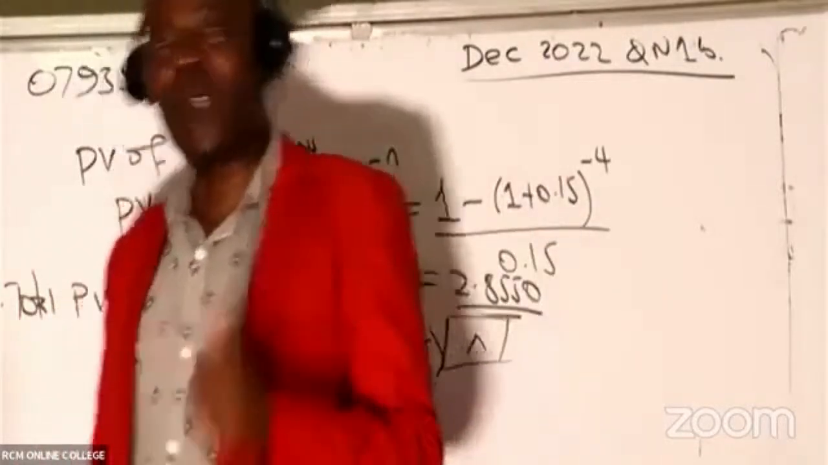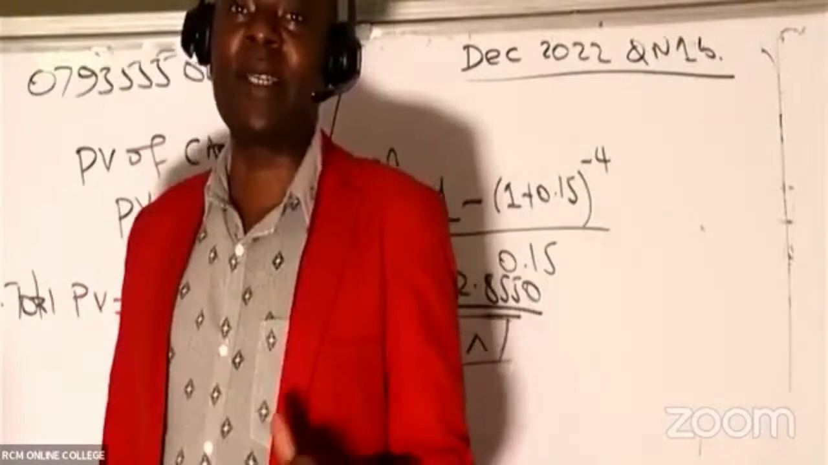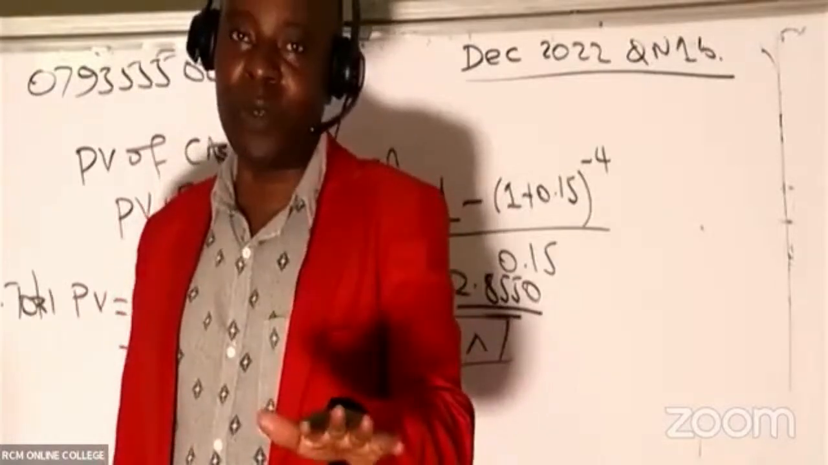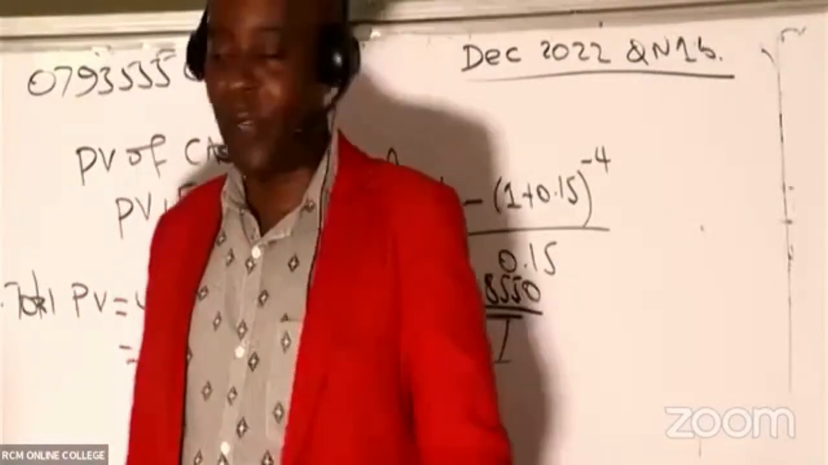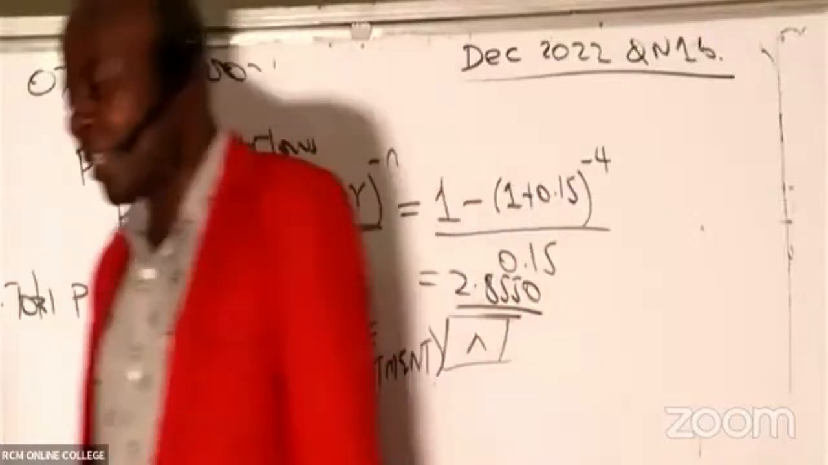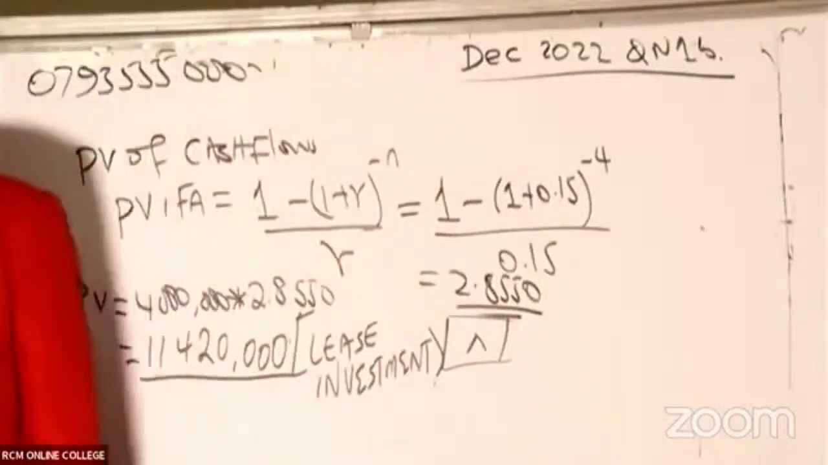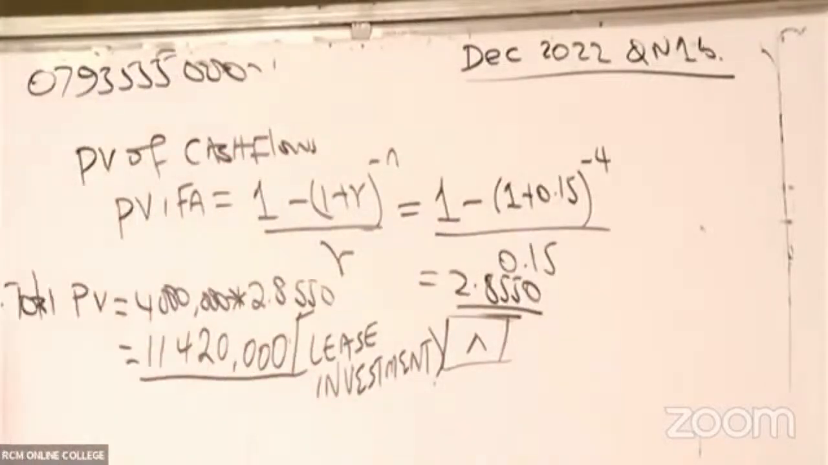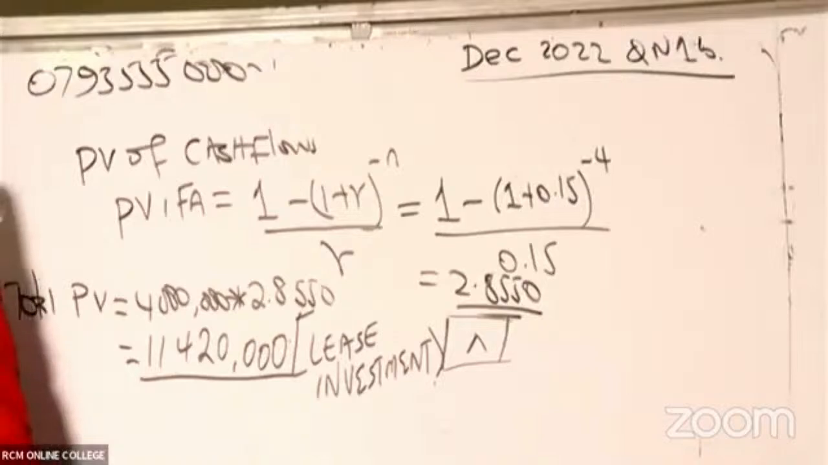Now, ladies and gentlemen, I've been able to do the first thing that you told me to do: get the present value of the cash flows. That I've done. So what do you think will be the next thing to be done? We have already discounted.